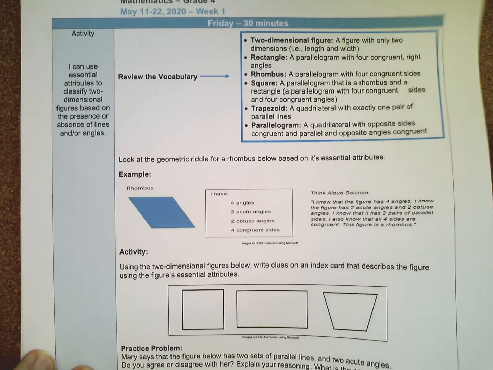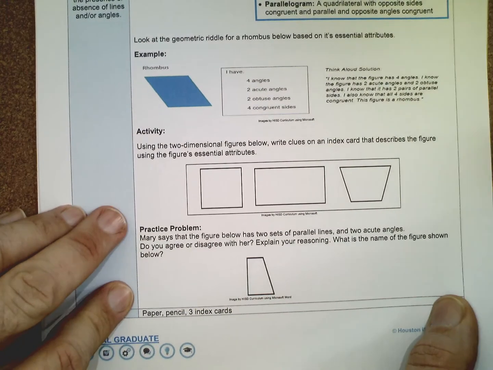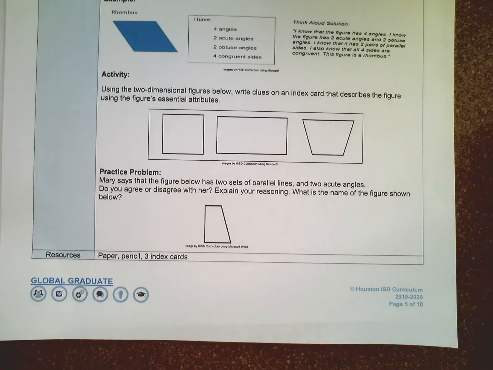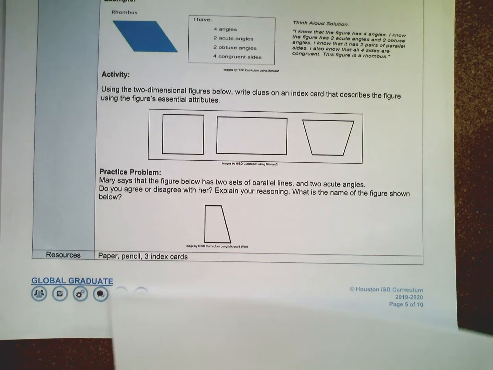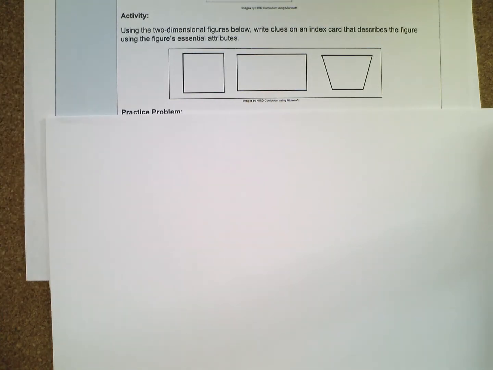Continuing. Using the two-dimensional figures below, write clues on an index card that describes the figure using the figure's essential attributes. Now, I don't have index cards here, so I'm just going to put it on a piece of paper as we go. I'm going to slide this up a little bit, and then we'll just write the essential attributes down.